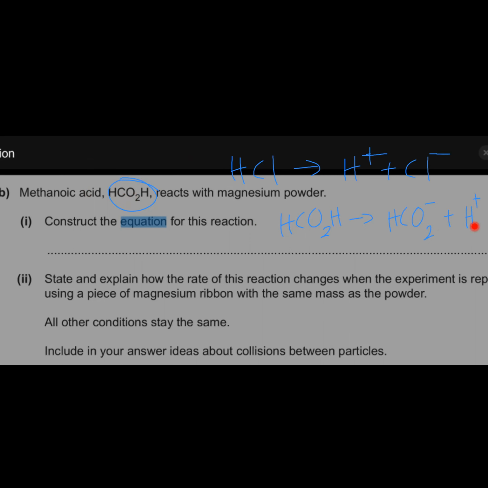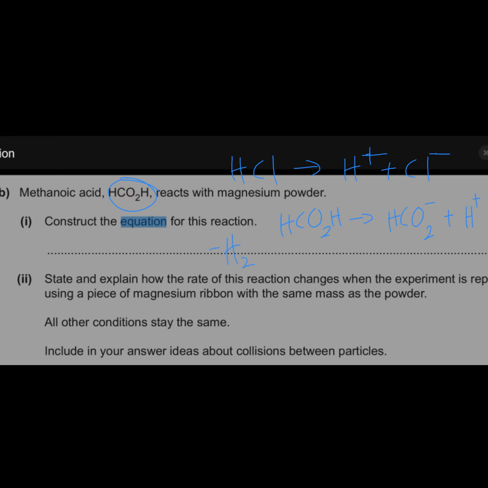Then if you react it with magnesium powder, what happens? This anion will be combining with magnesium. Remember, if HCl combines with magnesium, you get magnesium chloride, right? The chloride attaches to magnesium because magnesium is more active than hydrogen. So you get magnesium chloride and hydrogen. Similarly, the product here should also include hydrogen.